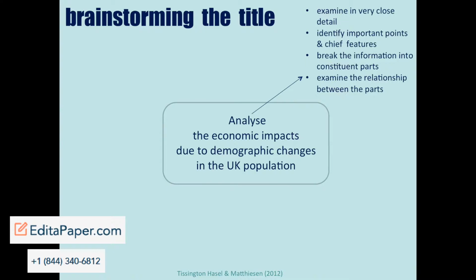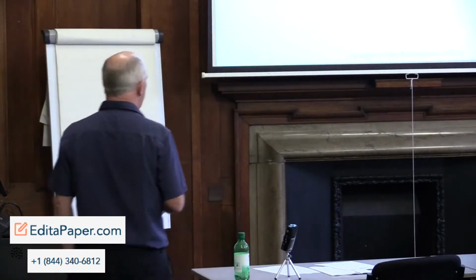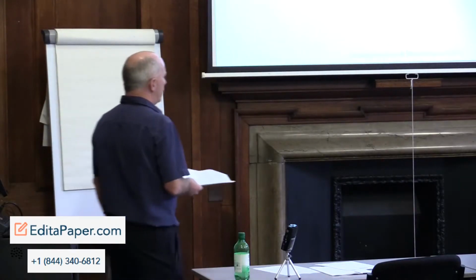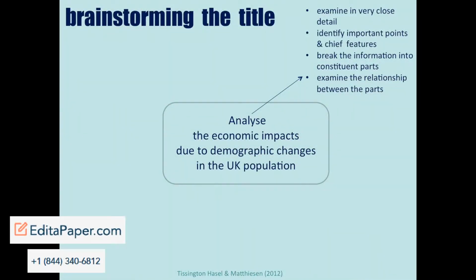Identify important points and the chief features. Break the information into its constituent parts. That's why the mind map or the spidergram is quite good, because you're looking at the different elements. Examine the relationship between the parts. What's the connections? Where are things similar? Where are they different? The economic impacts.